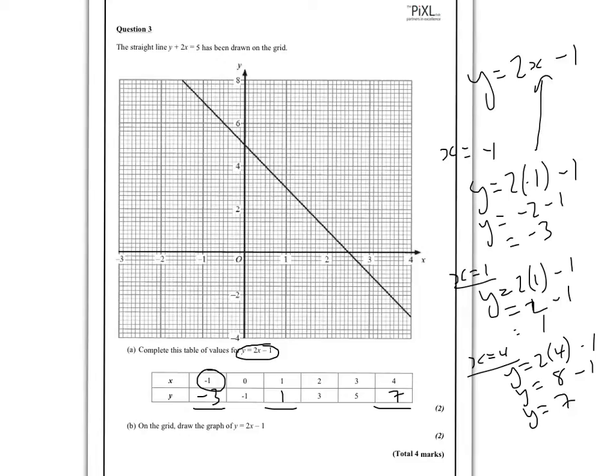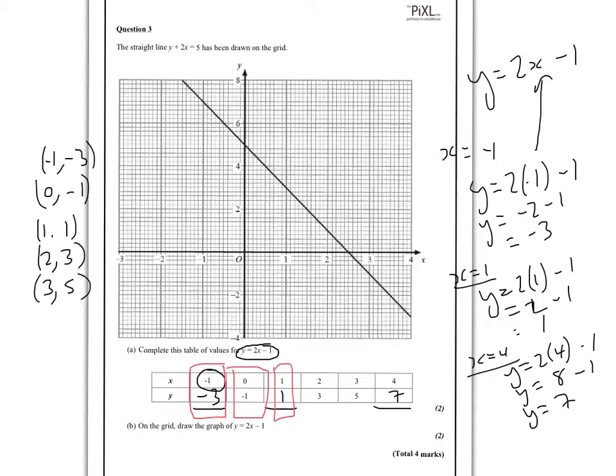I need to now plot those coordinates in order to draw the graph of y equals 2x minus 1. So the coordinates that I need to draw out are given here. So here's the first one, here's the second, here's the third, and so on. So I'm just going to write those out. So for the first one, I've got x is minus 1, y is minus 3. For the second, we've got x is 0, y is minus 1. The third one, x is 1, y is 1, x is 2, y is 3, x is 3, y is 5, when x is 4, y is 7.